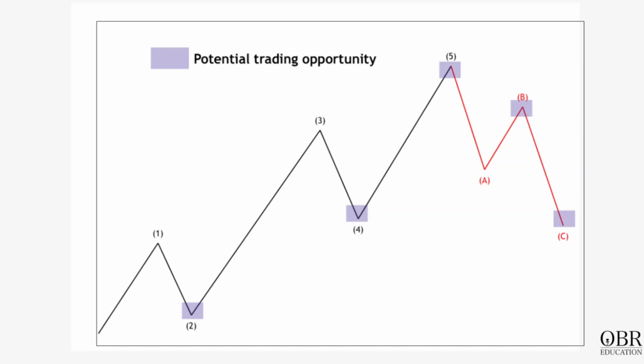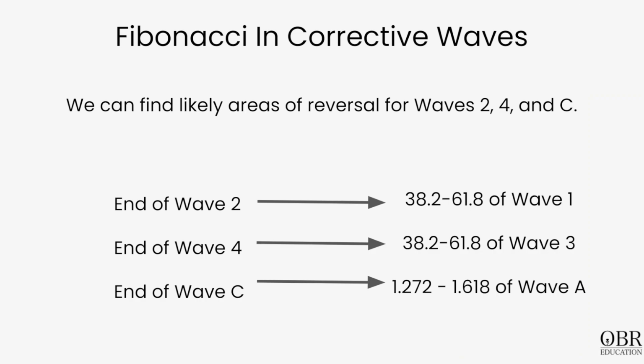Precisely. Exactly. So now we're going to go over adding in the Fibonacci relations with our Elliott wave principle. Now that we have a basic understanding of the principle itself. So utilizing our Fibonacci, we can find likely areas of reversal for waves 2, 4, and C.